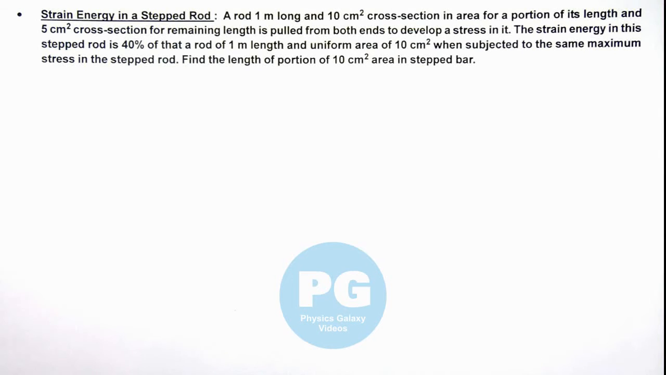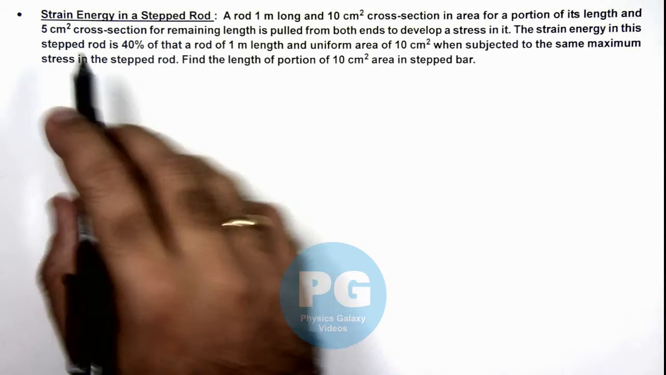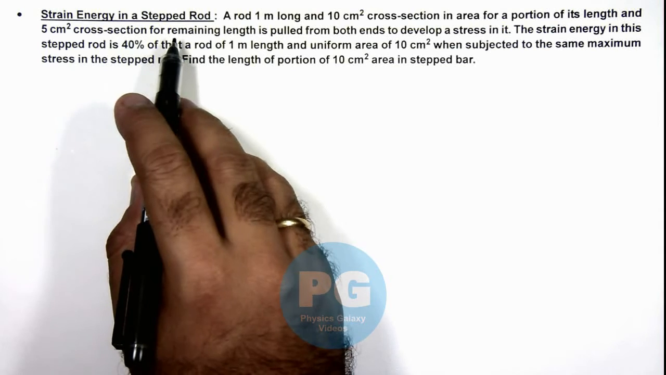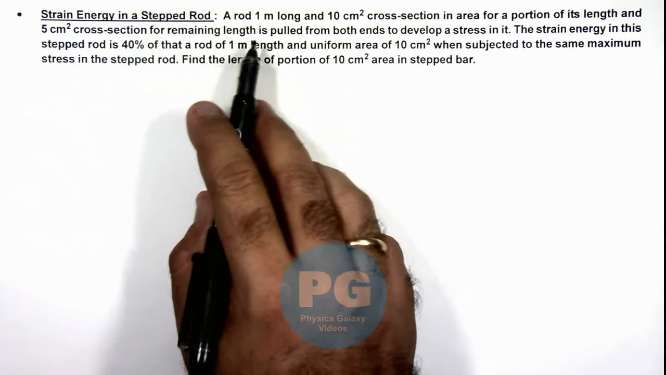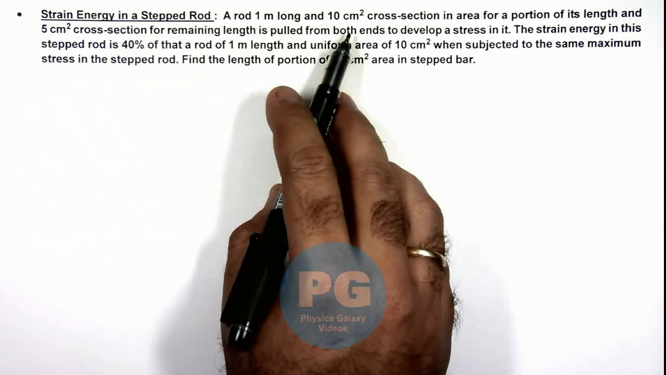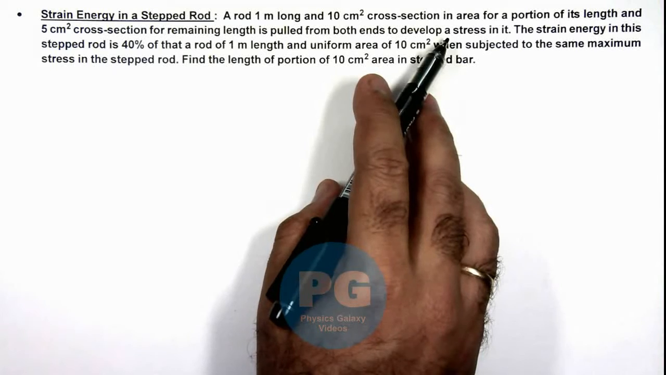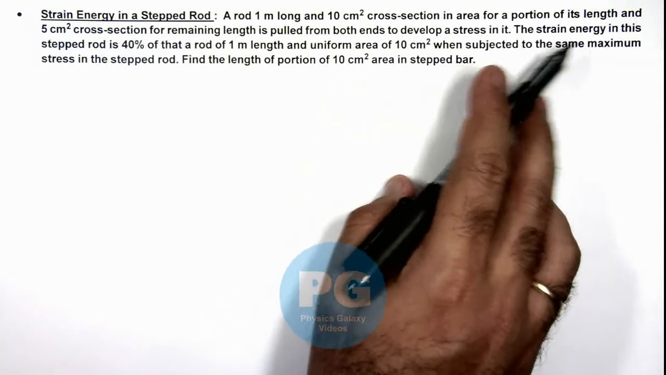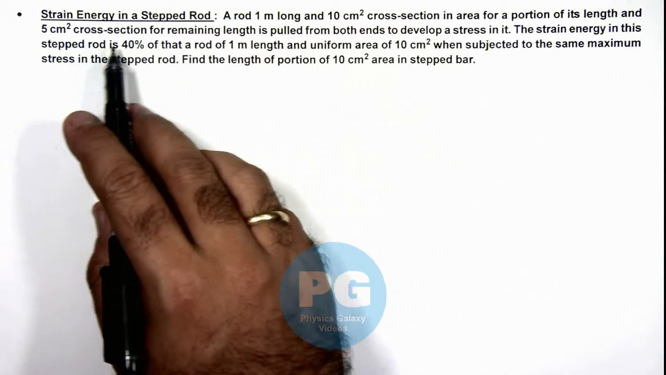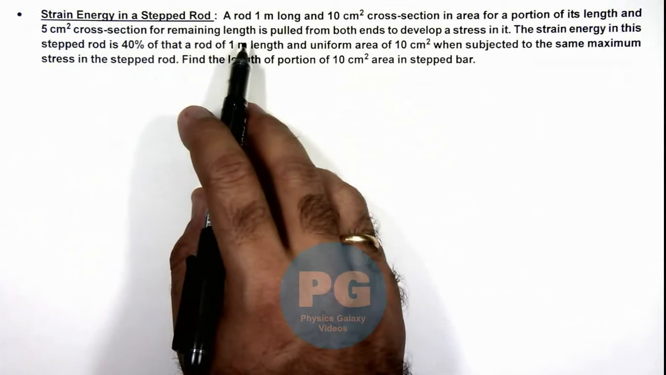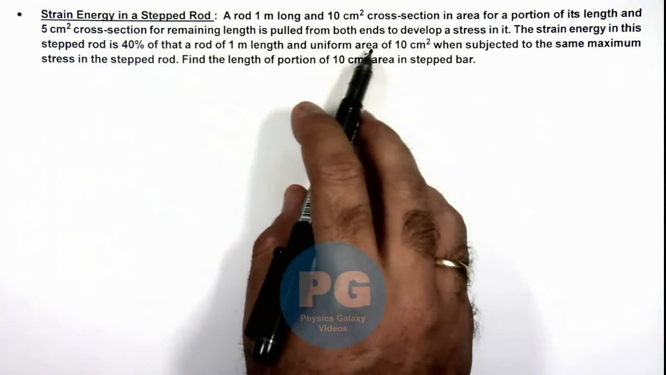In this illustration, we'll calculate the strain energy in a stepped rod. We are given that a rod 1 meter long, with a 10 centimeter square cross-section in area for a portion of its length and a 5 centimeter square cross-section for the remaining length, is pulled from both ends to develop a stress in it.